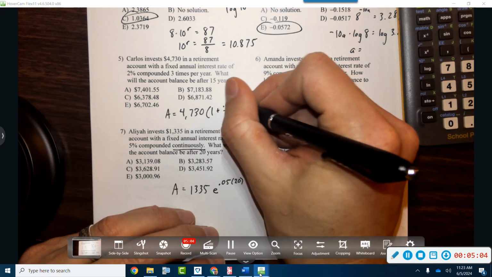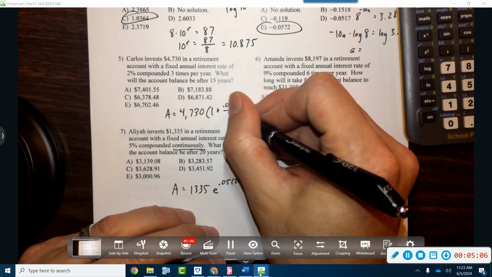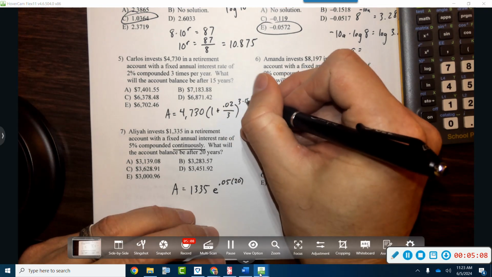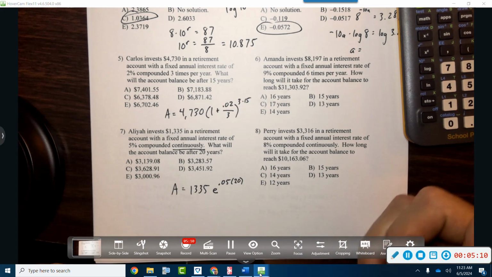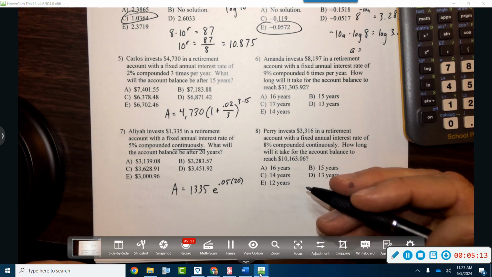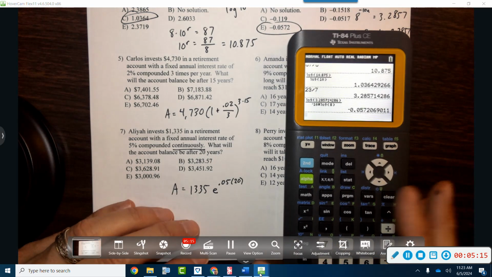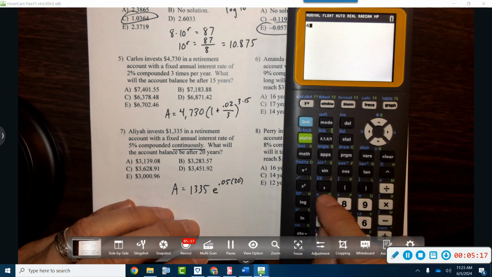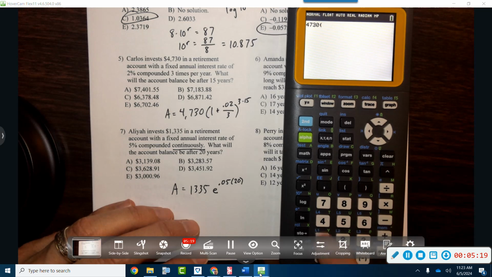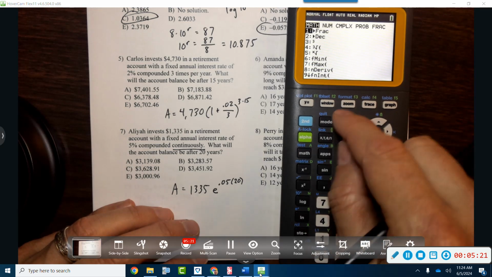Now I got 2%, but I'm going to compound it 3 times a year, so 3 times 15. So this is just the setup for both. Punch it in the calculator, and that's it. So it's going to take longer to punch in the calculator than it is to set it up.